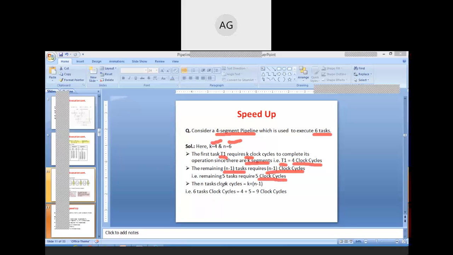This is the formula for calculating the clock cycles required for n tasks: k plus n minus 1. So the six tasks require k plus n minus 1 clock cycles. The value of k is 4 and n minus 1 is 6 minus 1, that is 5. So 4 plus 5 is equal to 9. So 9 clock cycles are required if we are using the pipeline execution for calculation.